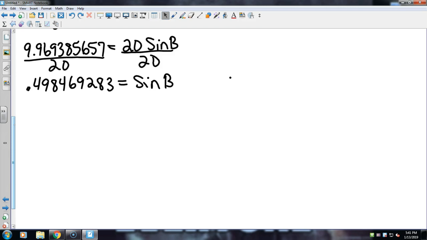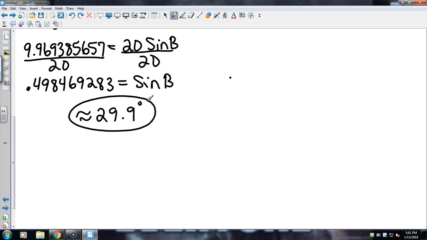And once you hit equals, that's going to be approximately 29. If we did that to the nearest tenth, that's going to be 29.9 degrees. So B is actually 29.9 degrees. And we'll talk about calculator work on that when we get there in class.